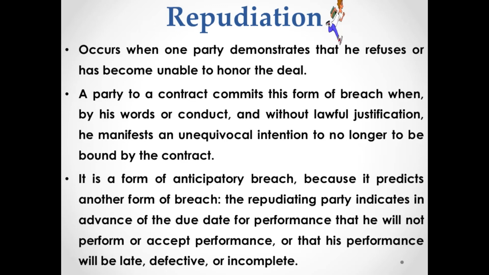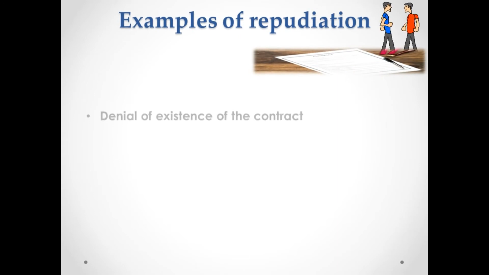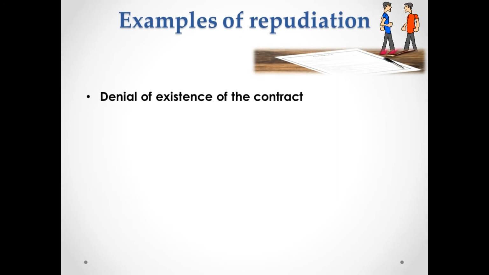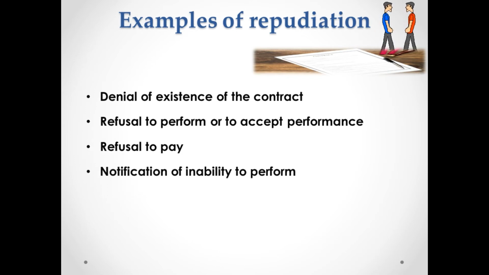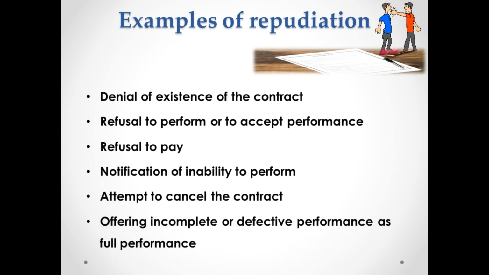The repudiating party indicates in advance of the due date for performance that he will not perform or accept performance, or that his performance will be late, defective, or incomplete. For example, denial of existence of the contract, refusal to perform or to accept performance, refusal to pay, notification of inability to perform, attempt to cancel the contract, or offering incomplete or defective performance as full performance. Those are examples of repudiation as a breach of contract.